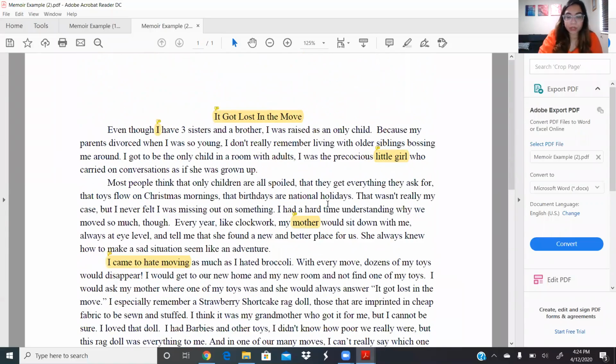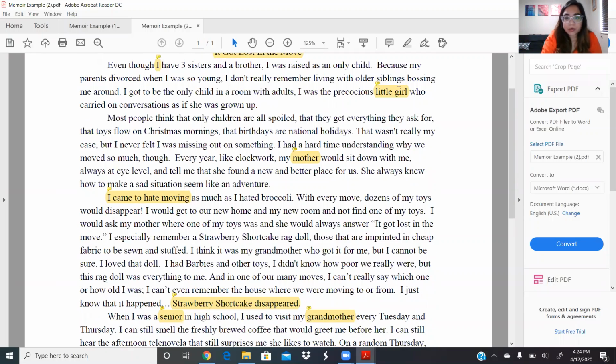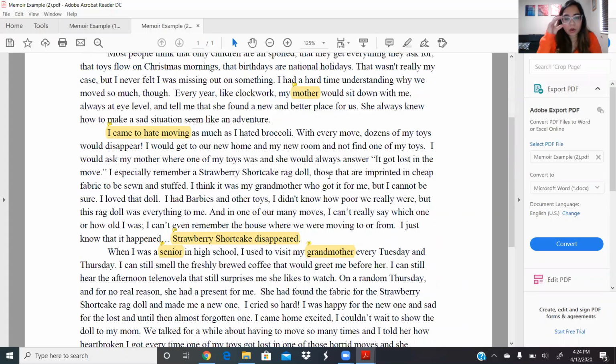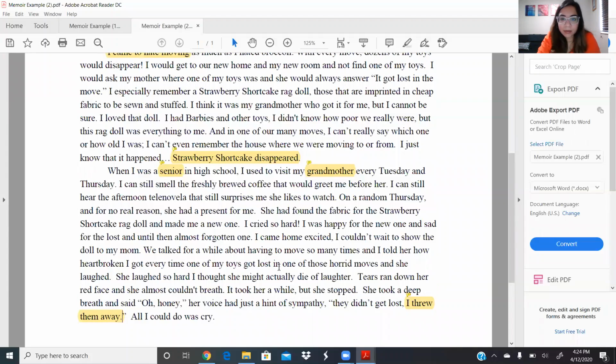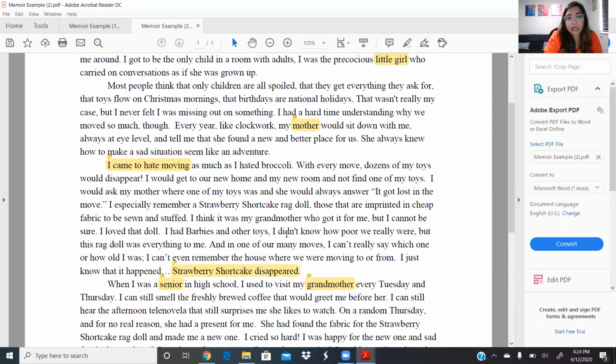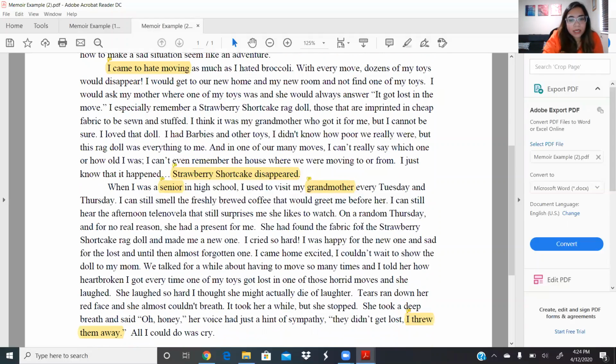So if you watched Part 1, which you should have, we went over this memoir piece, which is called They Got Lost in the Move. And you guys have this in Google Classroom with the annotations already. We went over setting, character, resolution, and conflict. And now I want to go over figurative language, because she uses figurative language in here, especially at the end. So I found 2 examples of figurative language. And if you guys can find other examples, please come to our Zoom meetings with other examples of figurative language that you found here. And you have to explain to me what the figurative language is and what it means, okay?